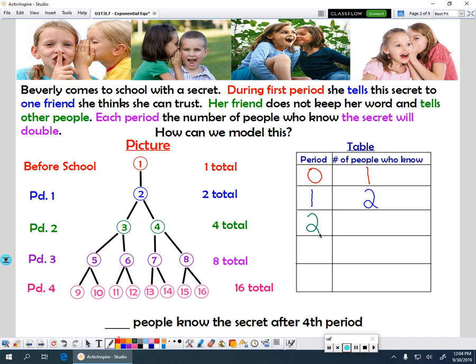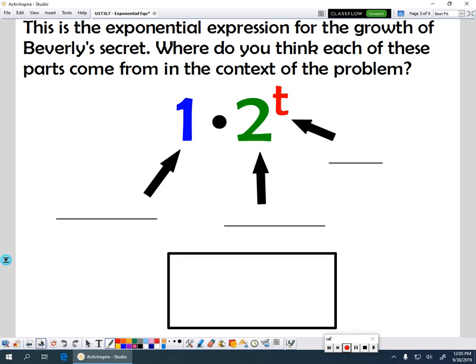So where we had 2 people, we double that, we get 4. And then at period 3, it's going to double again, which will give us 8. And finally, at the end of period 4, it'll double one last time, and 16 people will know. This is an example of an exponential expression. And what we're going to do is find out the formula, or the format, for writing exponential expressions. So this one here models the growth of Beverly's secret.